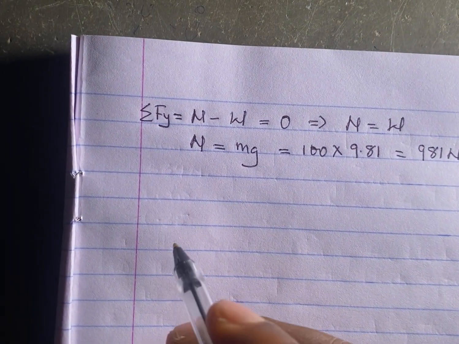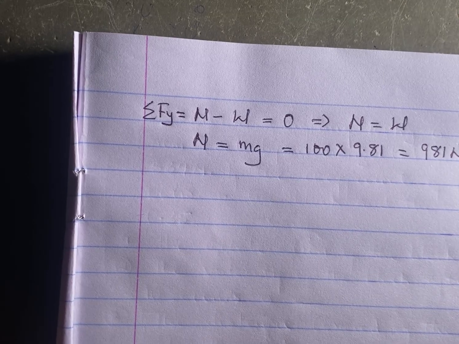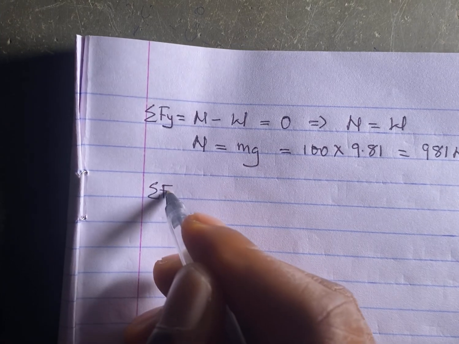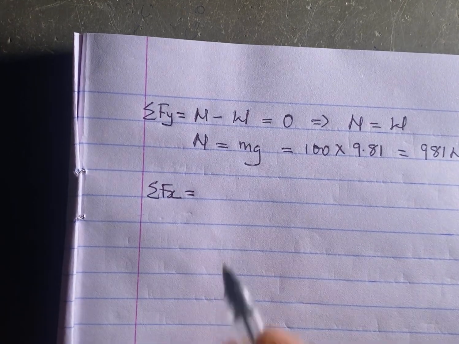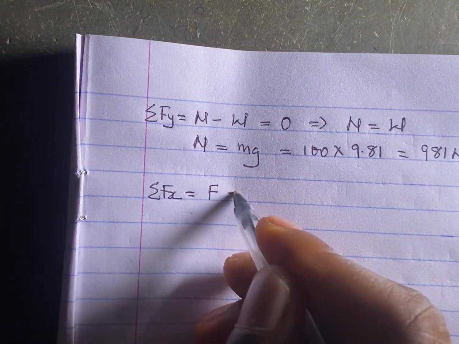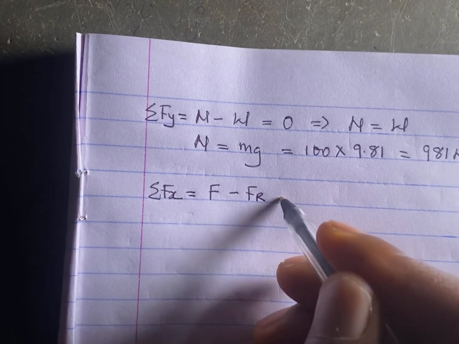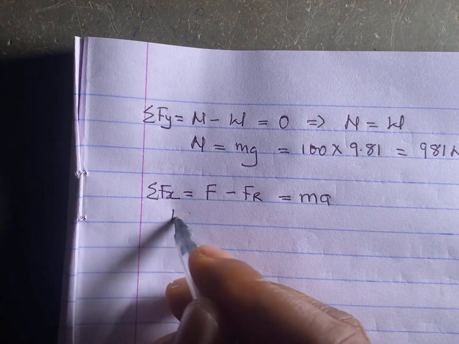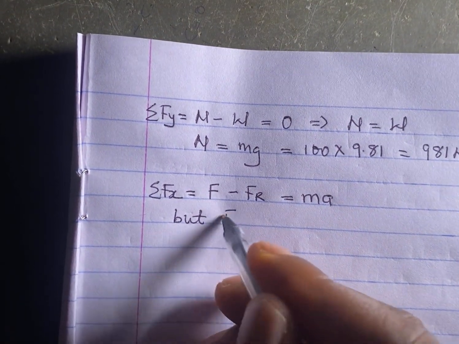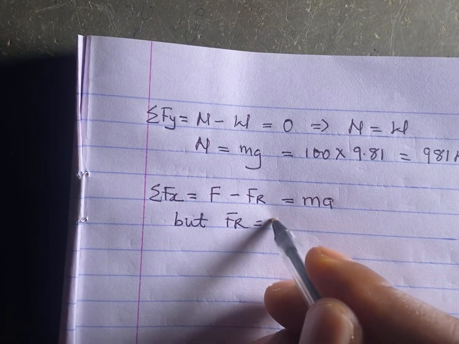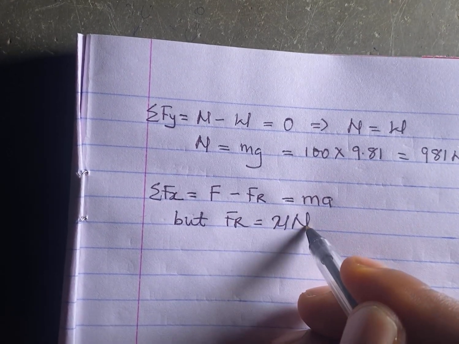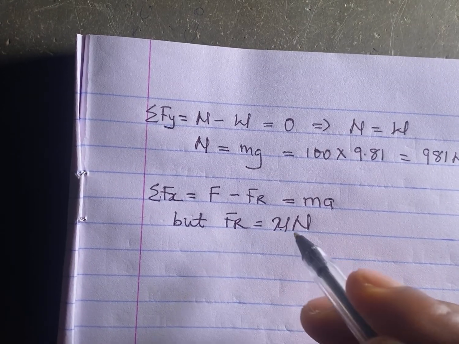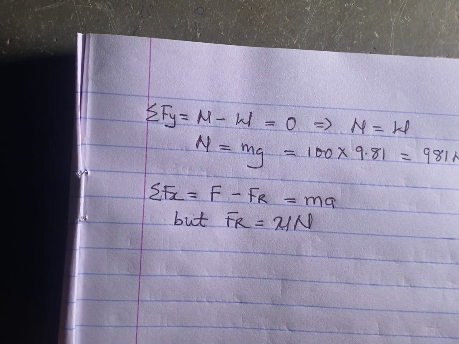Okay. Now in the x direction, where there is movement, that is where we'll be looking for our acceleration. So summation of forces in the x direction, like we defined, is going to be the force minus the frictional force, which is equal to what? Ma. Okay, but remember, your frictional force is equal to what? Mu times normal reaction, where this mu is your coefficient of friction, which was given in the question.